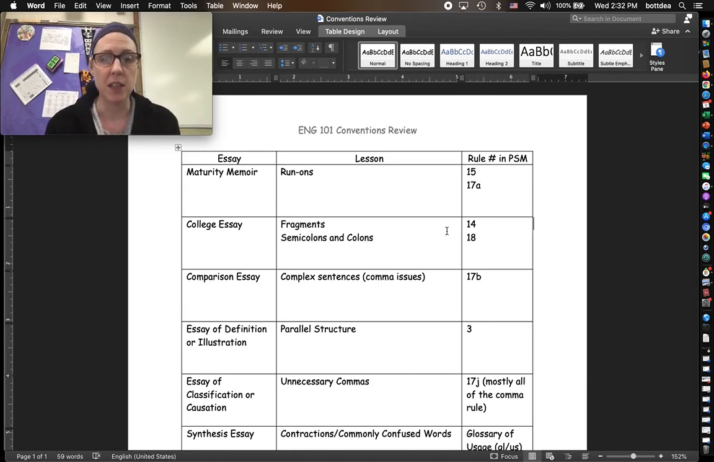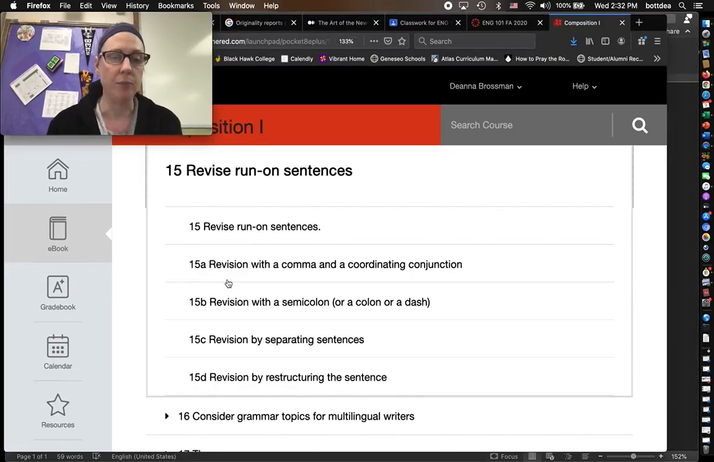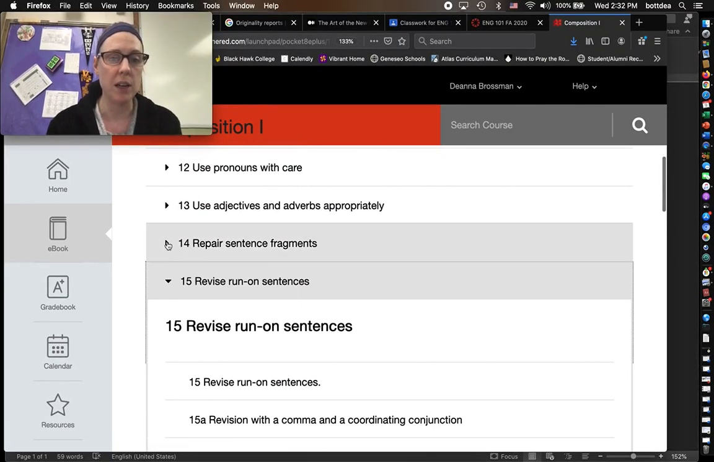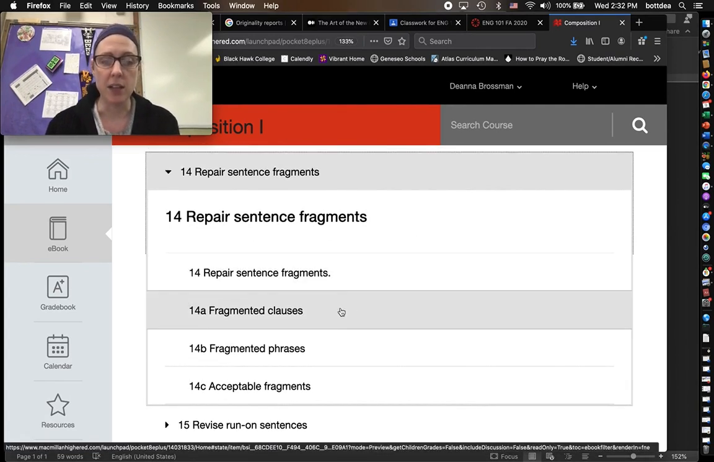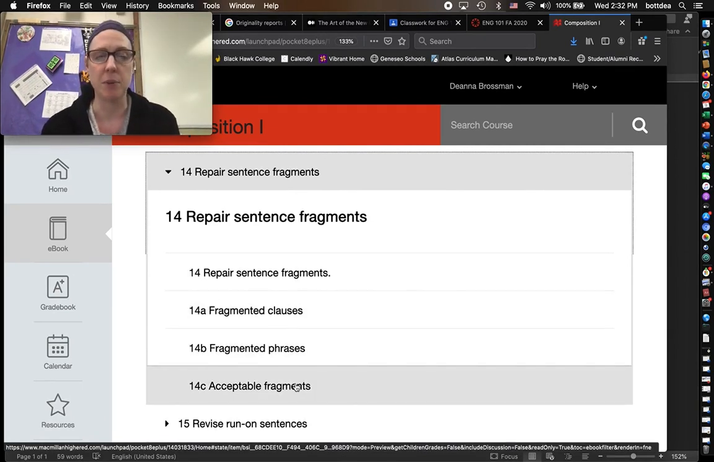The second conventions lesson that we did was for the college essay, and this was also a 2-parter. Remember that the first thing that we went over is fragments, and fragments is Rule 14, and then we used our knowledge of fragments to help you do better with semicolons and colons. And so Rule 14 was right here. Remember that some fragments are clauses and some fragments are phrases, excuse me, and sometimes there can be acceptable fragments.